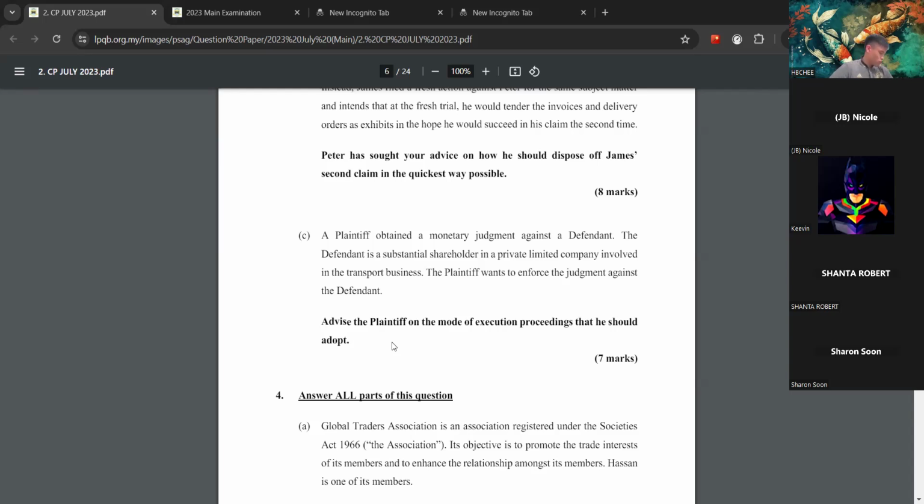So Kevin, I can see your answer is on garnishee proceeding. Garnishee proceeding is for the plaintiff to attach the money from a third party who is the garnishee.